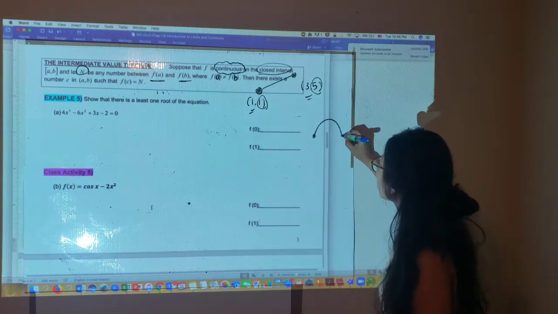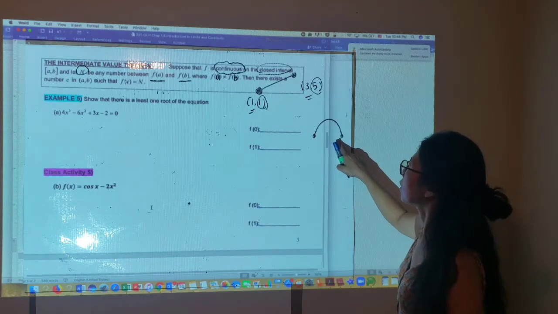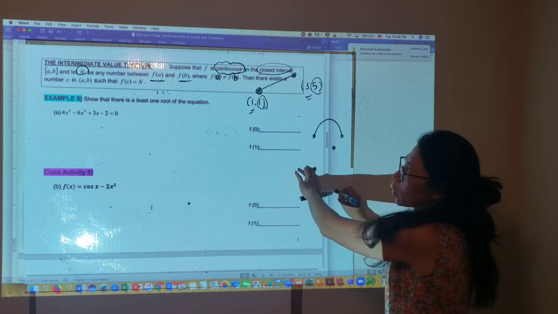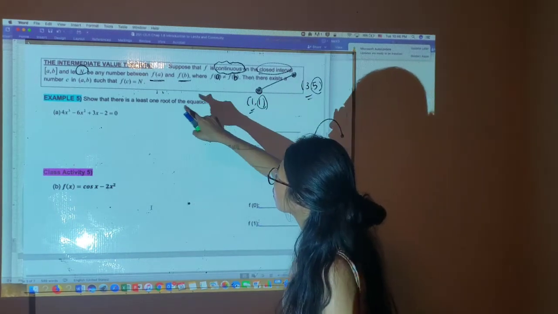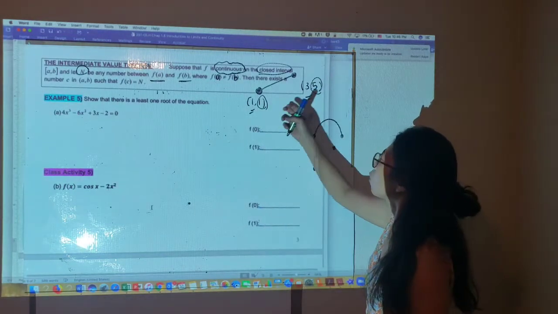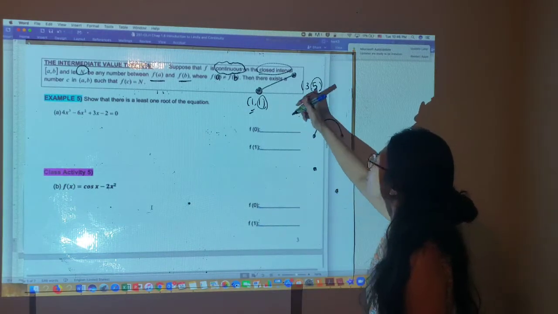That means your graph is not a shape that comes back to the same value. You cannot. It's going to be a different number. Either this number has to be bigger, or this one has to be smaller. Then there exists a number, so there will be a number between these two no matter what. That means, do I have to have a 2?